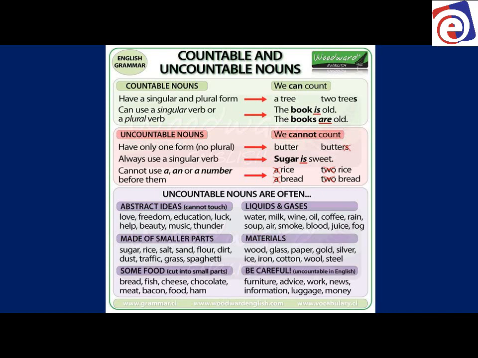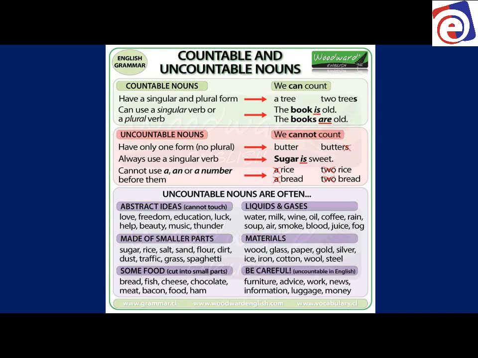Uncountable nouns have only 1 form. Uncountable nouns do not have a plural. And so we say butter, and we cannot say butters. They always use a singular verb. Is. They do not use are. We do not say the butter are tasty. No, that's a plural. So uncountable nouns only have 1 form, singular form, and so we use the singular verbs. Butter is tasty. Sugar is sweet.